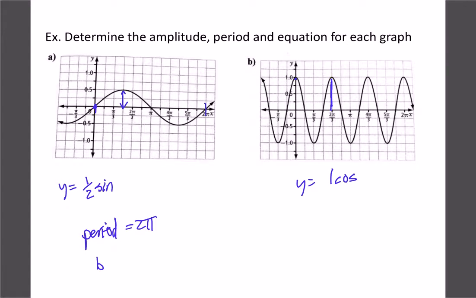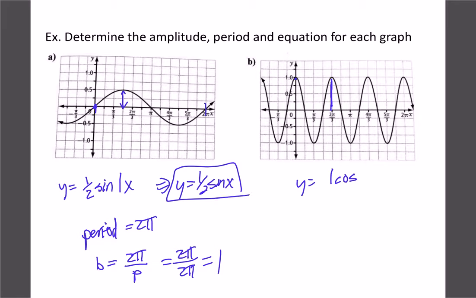Remember, we basically just go 2 pi divided by b to get period, or we can go 2 pi divided by period to get b. So 2 pi divided by 2 pi is 1. That means we just get sine of 1x. And we don't need to write the 1 in there, so this equation would be 1/2 sine x, and we're done. Okay, do the same thing for the second one.